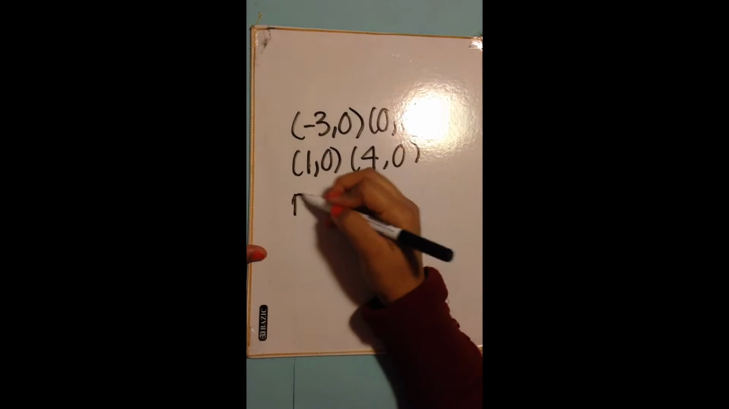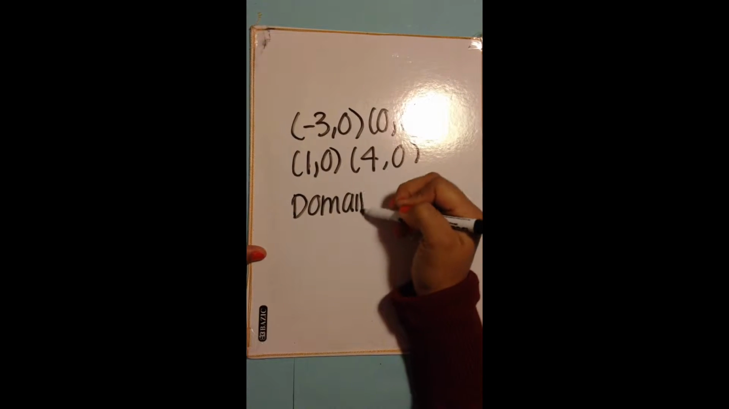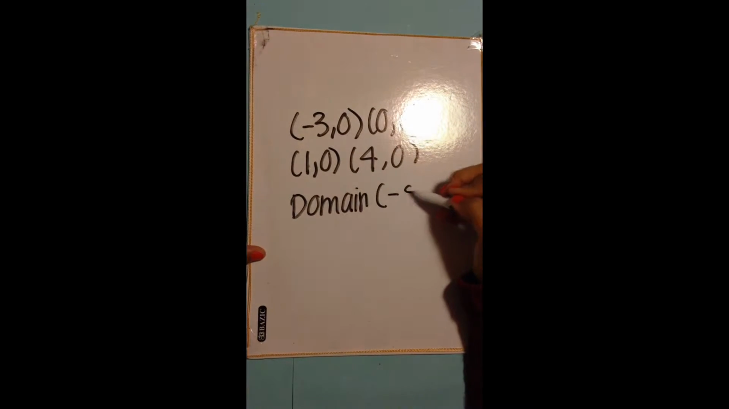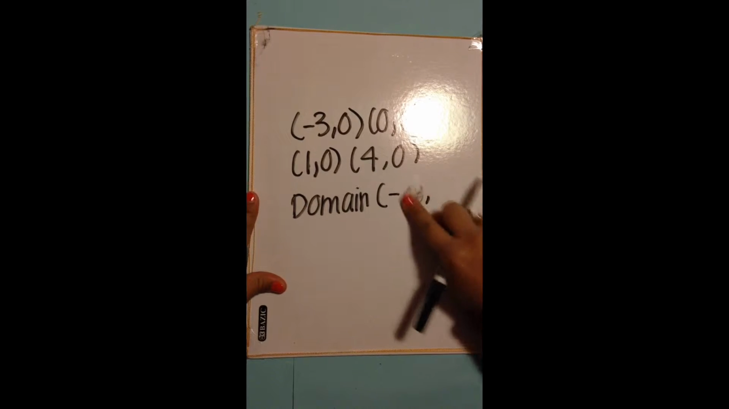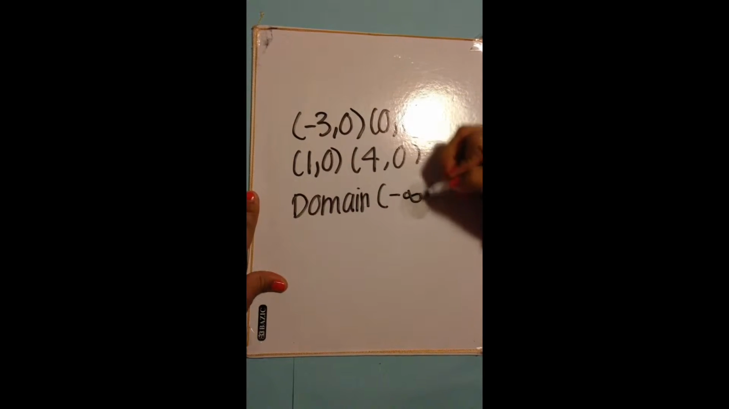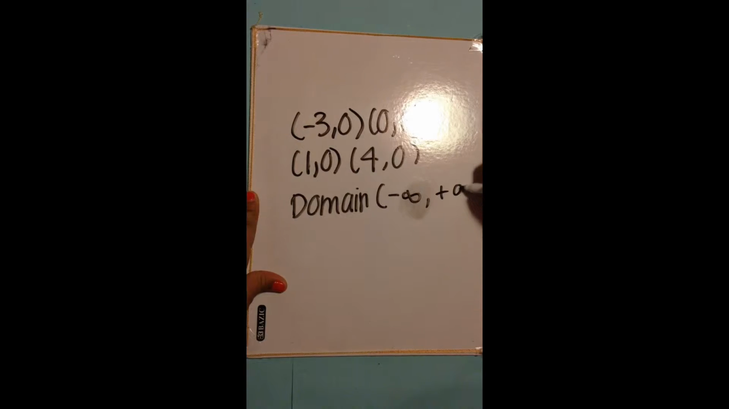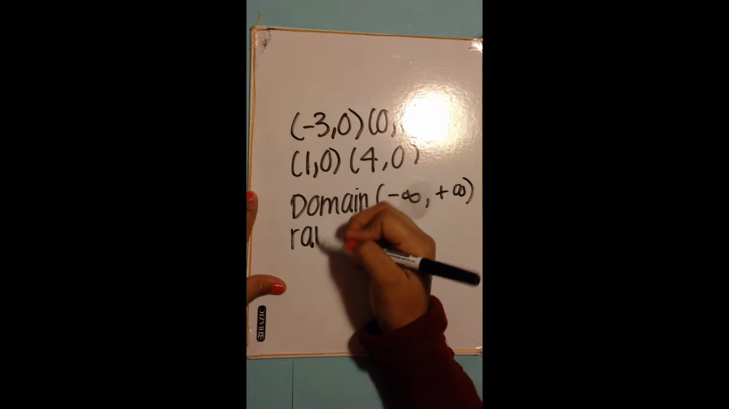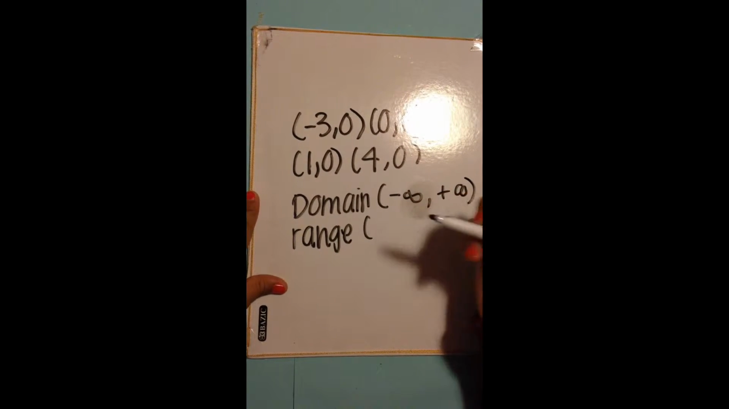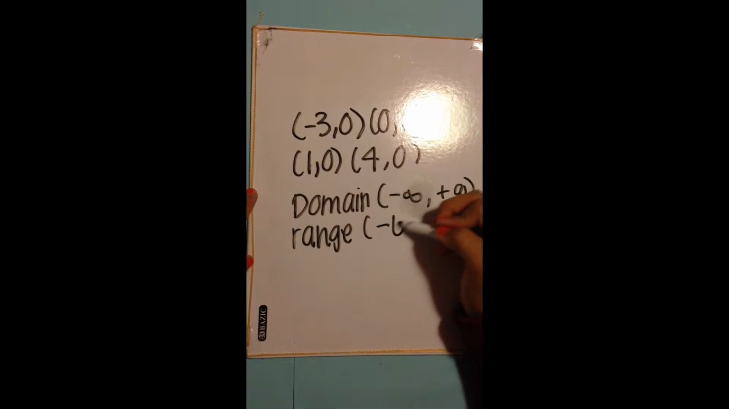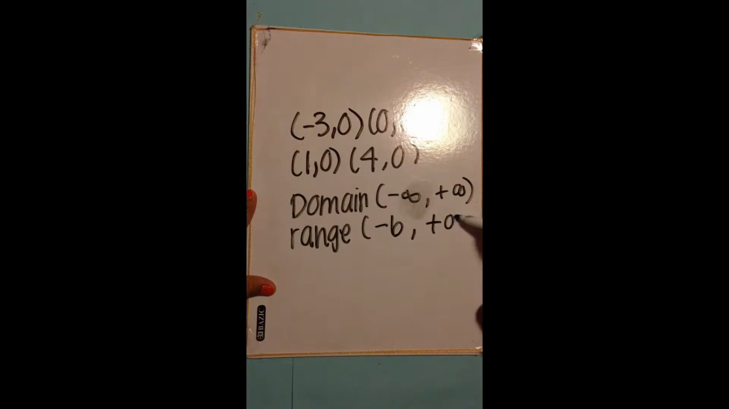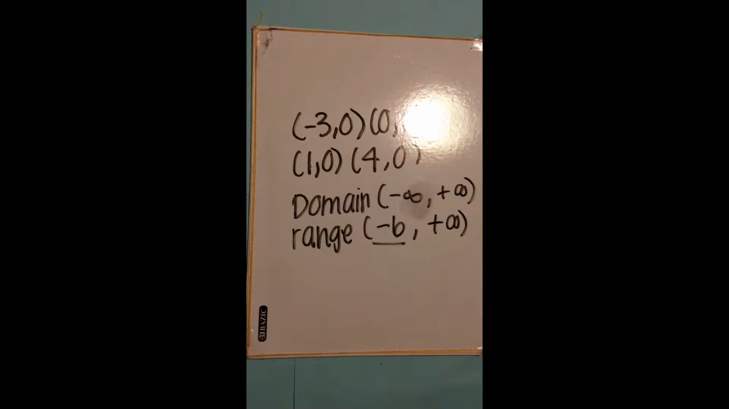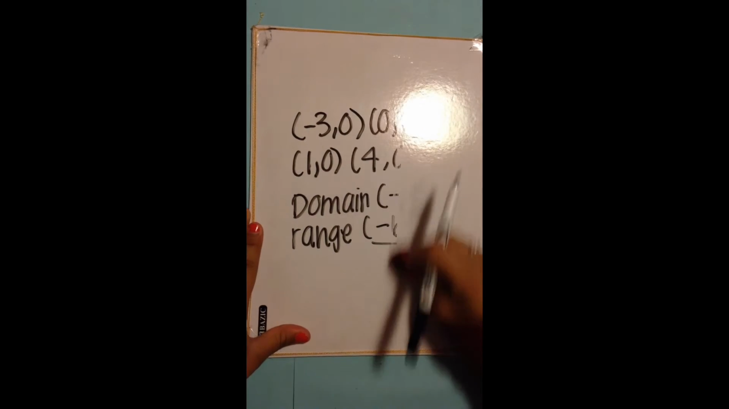You have a domain of all real numbers, so if you go from negative infinity, that's our infinity sign, to positive infinity. But you have a range of -6 to positive infinity. So you cannot go past -6. So let's find 3 different graphs in order to graph these x-intercepts, but meeting the requirements of the range.